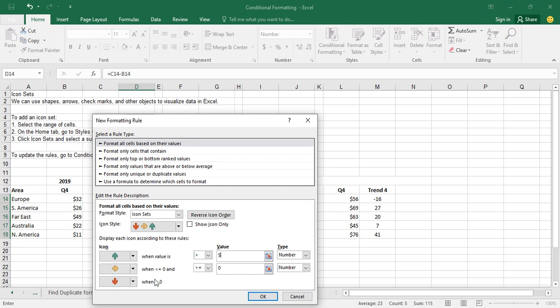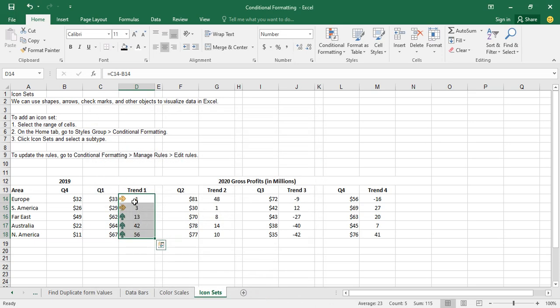Use the flat yellow arrow when the value is less than or equal to 5, and greater than or equal to 0. So greater than 5, upward green; from 5 to 0, flat yellow; and then I use the down arrow red when the value is less than 0. So I say okay, and it gives me these two flat arrows, meaning for the first quarter in the first trend, Europe and South America just had flat arrows, others up arrows.